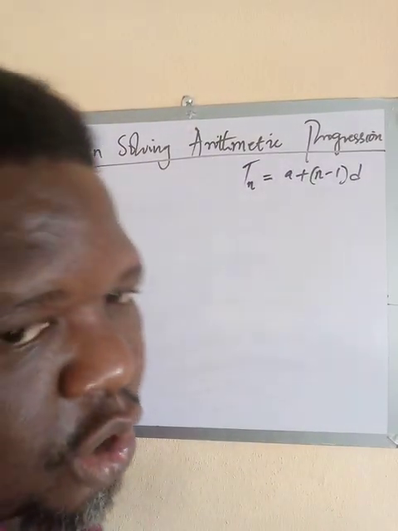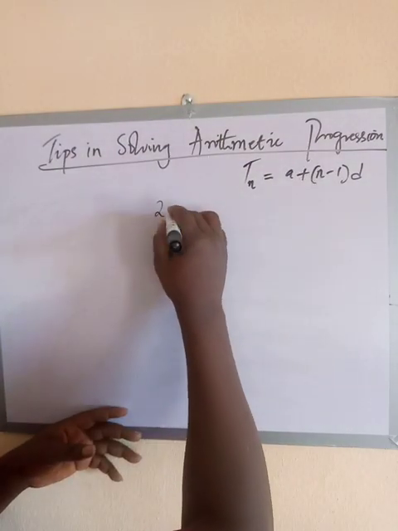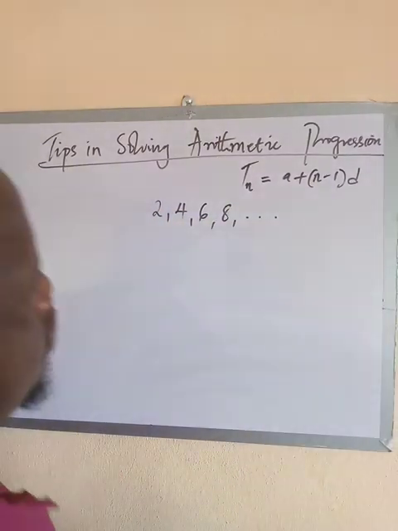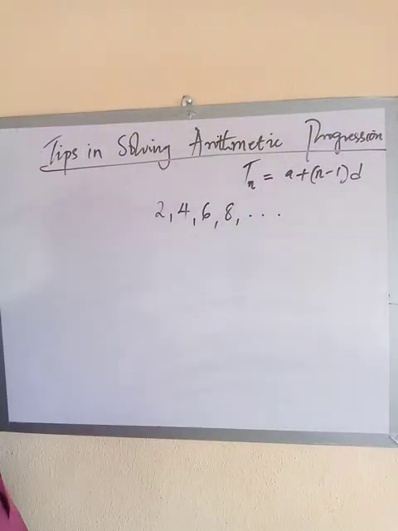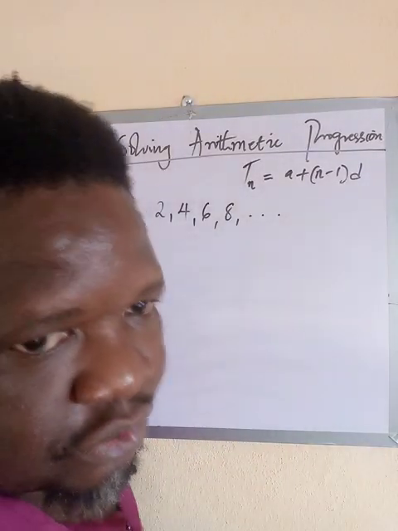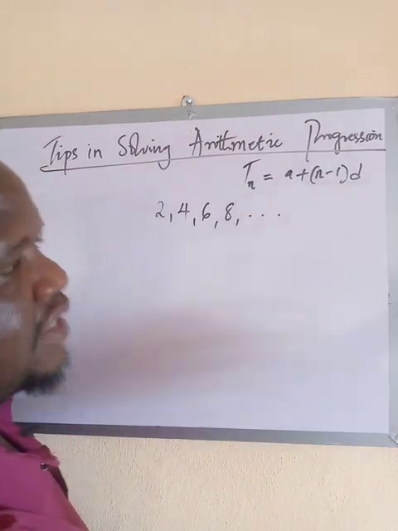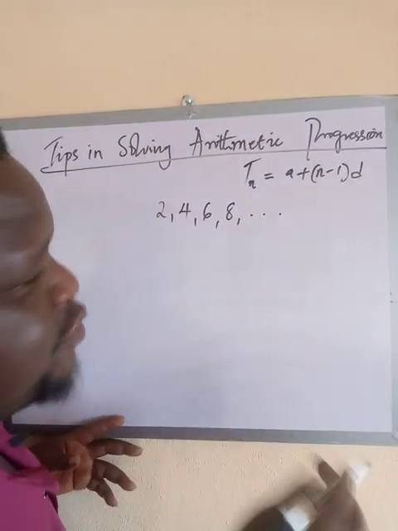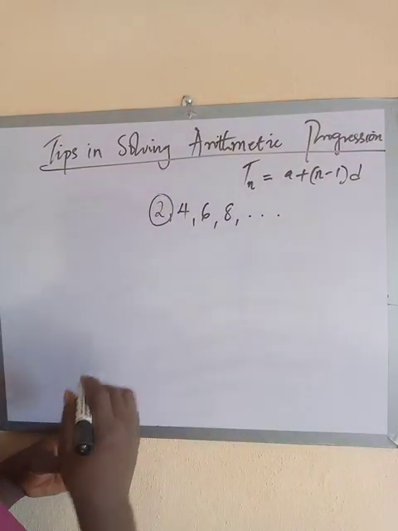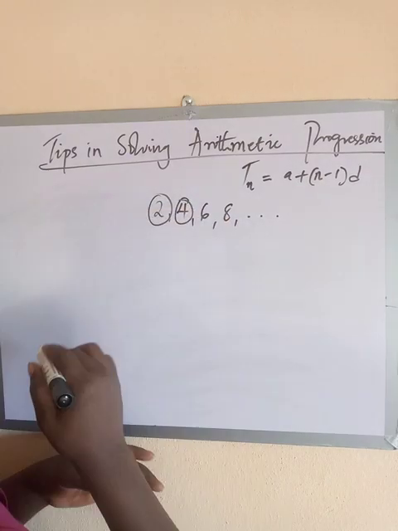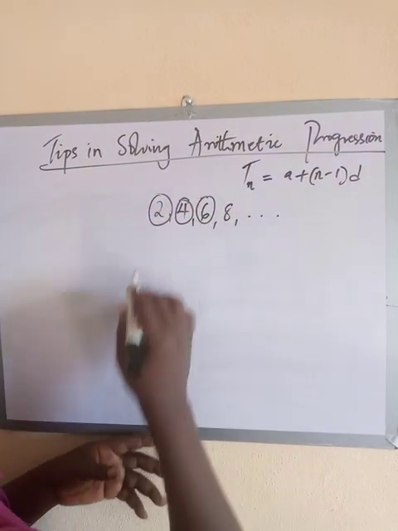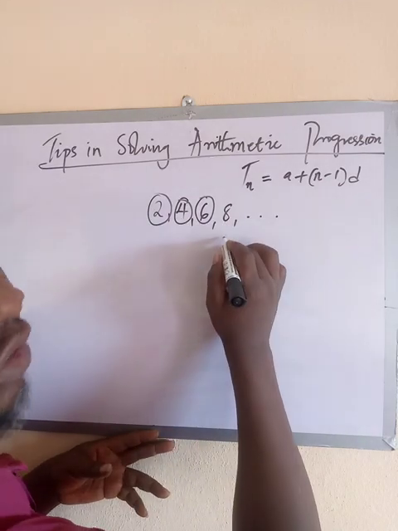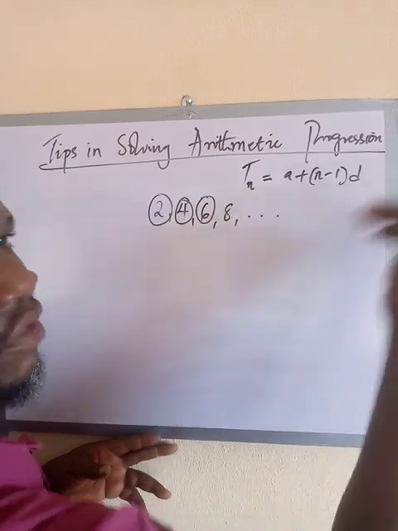For example, when we look at this sequence, 2, 4, 6, 8, ... These 3 dots mean that this sequence is continuous, in the sense that there are some other terms that should be here. Now, you can see that the first term here is what? 2. The next term is 4. The next term is 6. This is the first term, this is the second term, this is the third term, this is the fourth term, and then the other terms that follow.